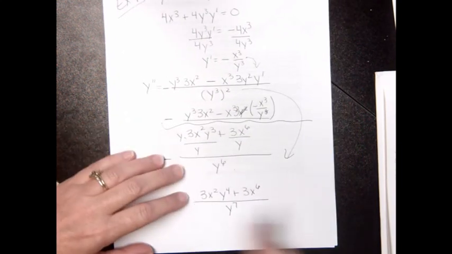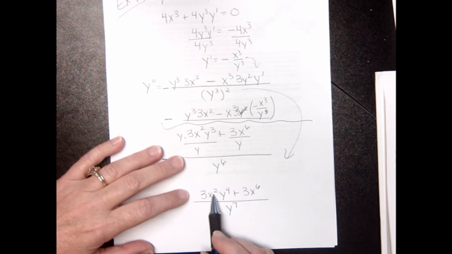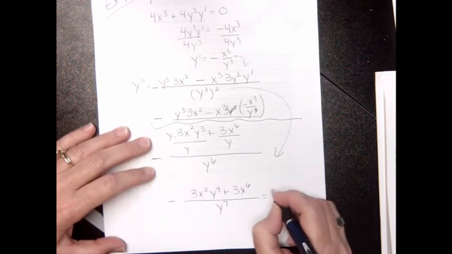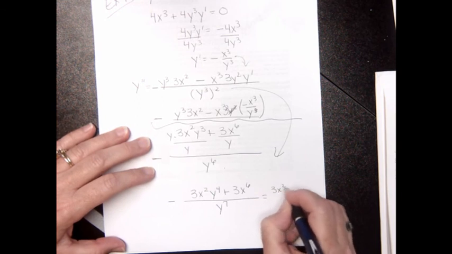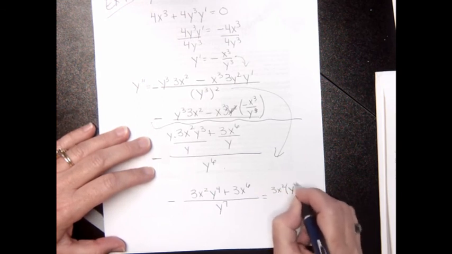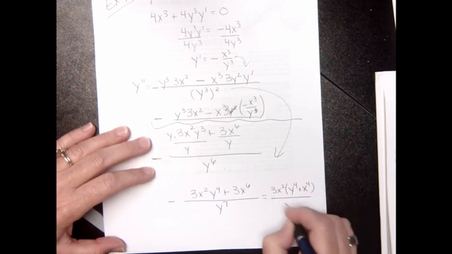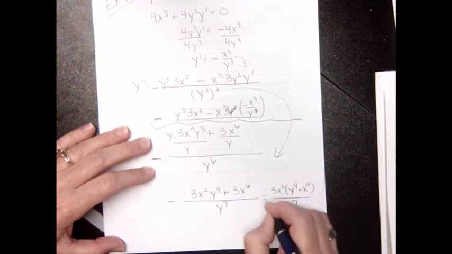Okay, so now I can still reduce this. So it looks like I can take a 3x squared out of both of these. So let's go ahead and do that and see if that helps. 3x squared, that'll leave me with y to the 4th plus x to the 4th over y to the 7th, not forgetting that I have a negative here.